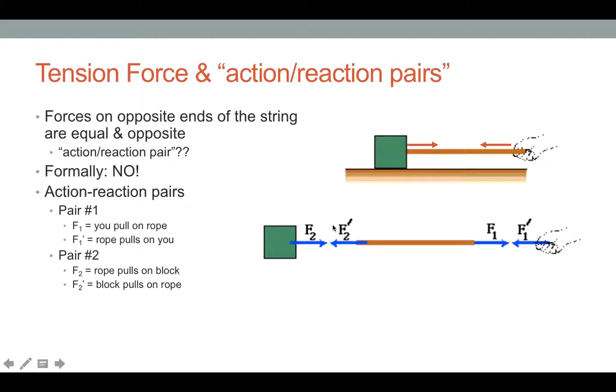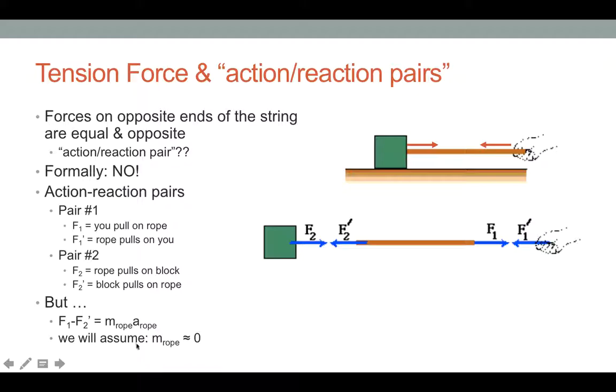To connect those two forces together, let's consider Newton's second law, which says the net force acting on the rope must equal the mass of the rope times the acceleration of the rope. The net force will be this force right here, F1, which is acting to the right, so we'll call that positive, minus F2 prime, which is acting to the left. That's our net force. That equals the mass of the rope times the acceleration of the rope.